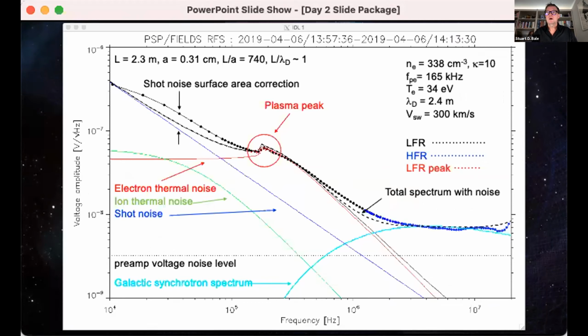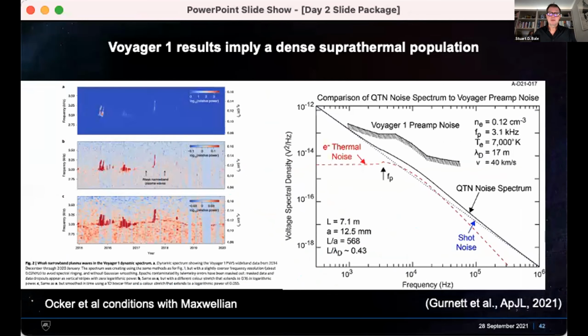This is a single component model. It's actually a kappa, but it's a high kappa. So it's a Maxwellian model of a single component of electron spectrum, just to show you that the models work well with the observed measurements. So if we go to the next slide, we're going to move on to comparing this.